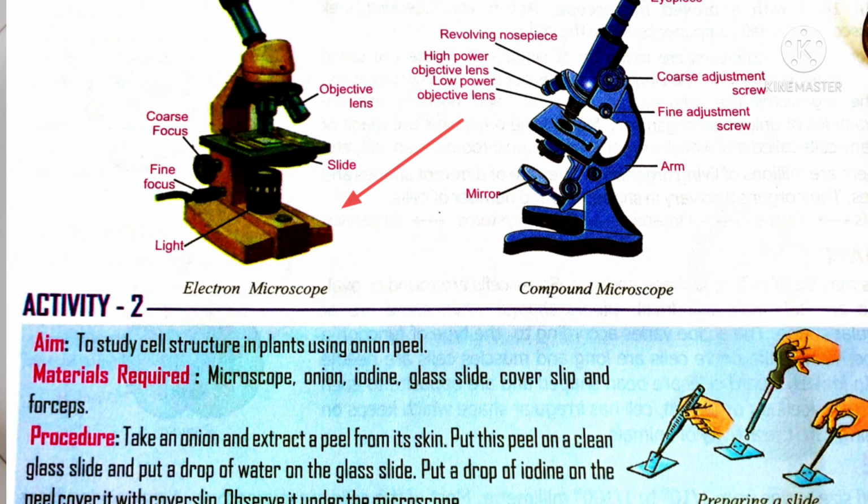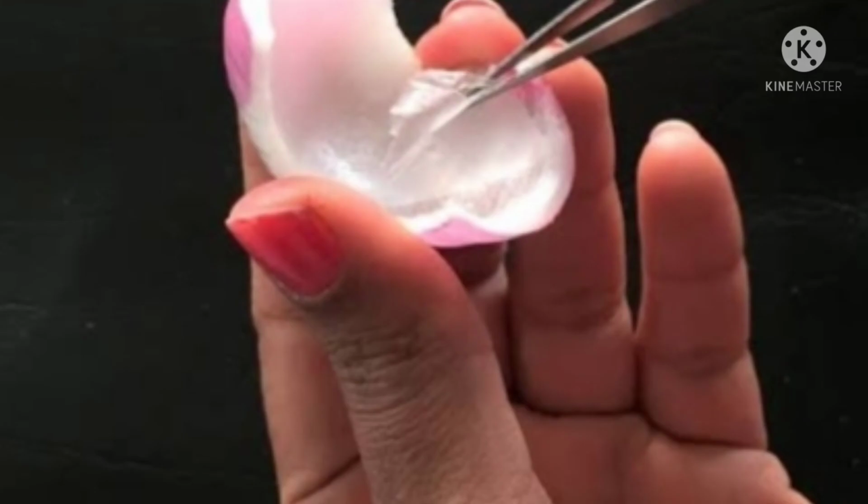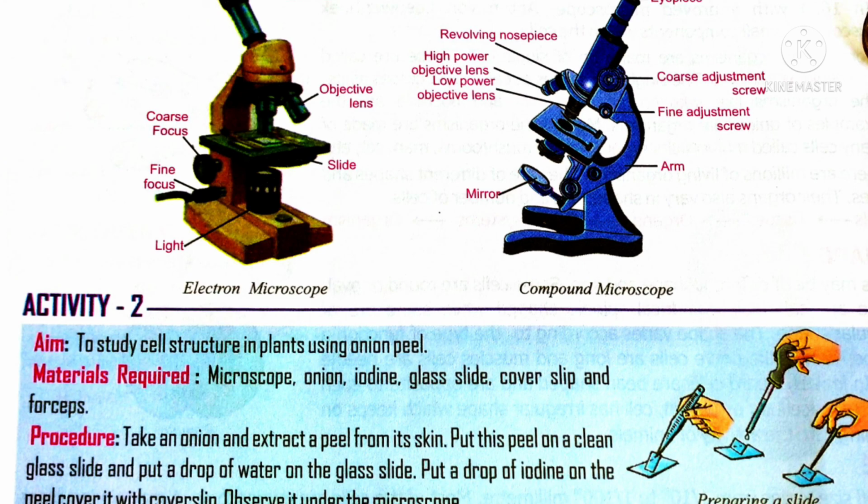Activity 2 is to study cell structure in plants using onion peel. Here the materials required are microscope, onion, iodine, glass slide, cover slip and forceps. Now take an onion and extract a peel from its skin. Put this peel on a clean glass slide and put a drop of water on the glass slide. Put a drop of iodine on the peel, cover it with a cover slip. Observe it under the microscope.